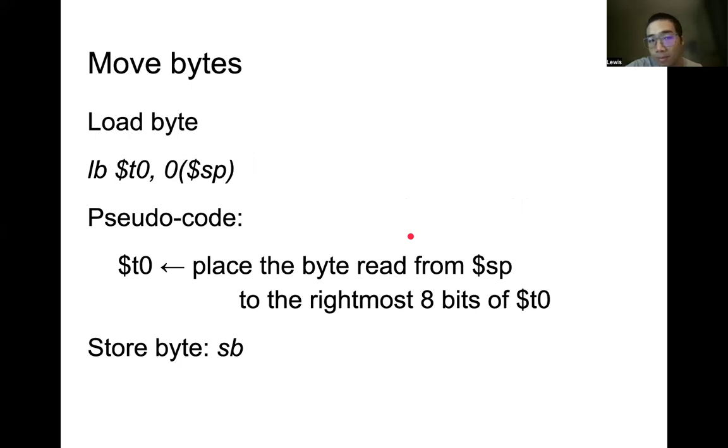Now we have the notion of byte, but how do we move those things inside MIPS? The instruction is called load byte. It's LB, which takes a register, and then we specify the memory address that we want. The pseudocode is that first we read from the address in SP, because this constant is 0. Then once we read that, we put it into the rightmost 8 bits of the register, because the byte is 8 bits and we only care about those. And similarly, we also have the instruction called store byte.